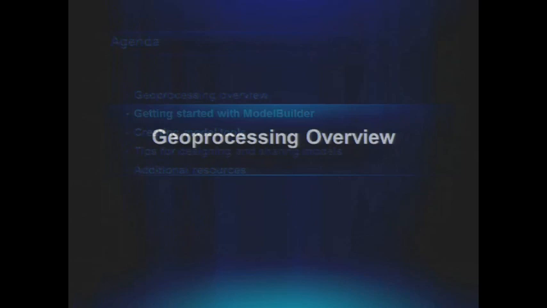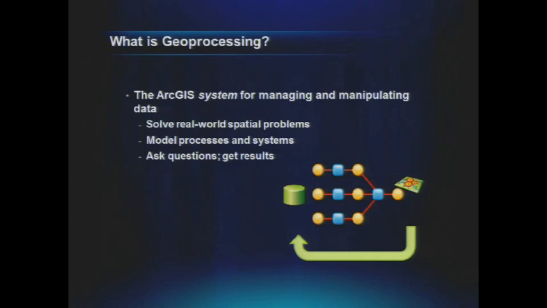So, a basic geoprocessing overview. What is geoprocessing? How many of you, when you hear geoprocessing, think buffers and clips and unions, some traditional GIS geoprocessing tools? That's where I come from. But over the years, we've expanded this definition to mean more like a system for managing and manipulating any kind of spatial data, or maybe tabular data relating to spatial issues. So we're able to solve real-world spatial problems with this and model our processes and systems. We generally have a lot of questions, and that's why we're doing this. We want to get results, and we can use the geoprocessing environment to do that.